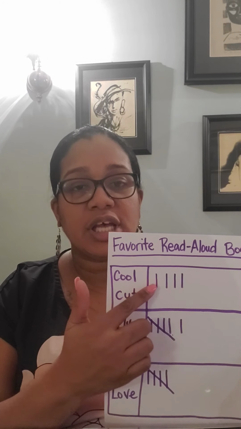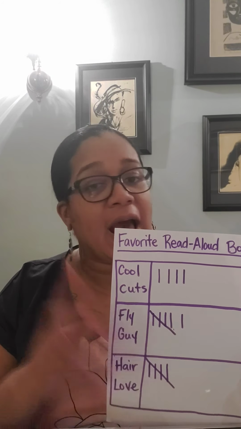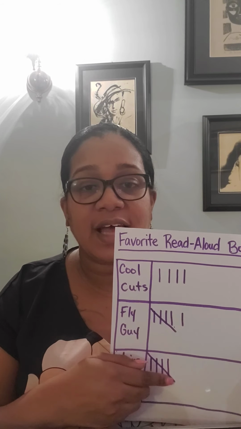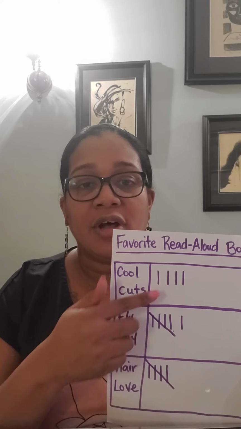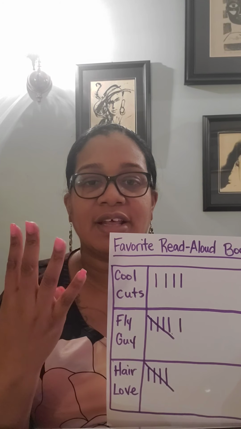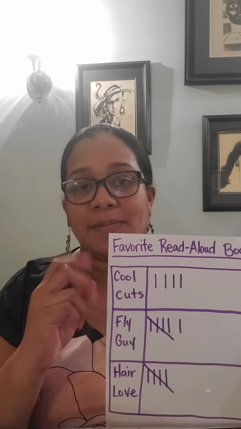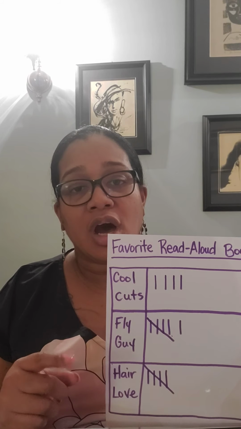So, Cool Cuts had 1, 2, 3, 4. And this one had, I don't even have to count. I see that line through that group. That means that it's 5. So 5 plus 4. 5, 6, 7, 8, 9. 9 people like Cool Cuts or Hair Love. All right, so that's going to conclude the concept portion. And we're going to move on to our problem set.